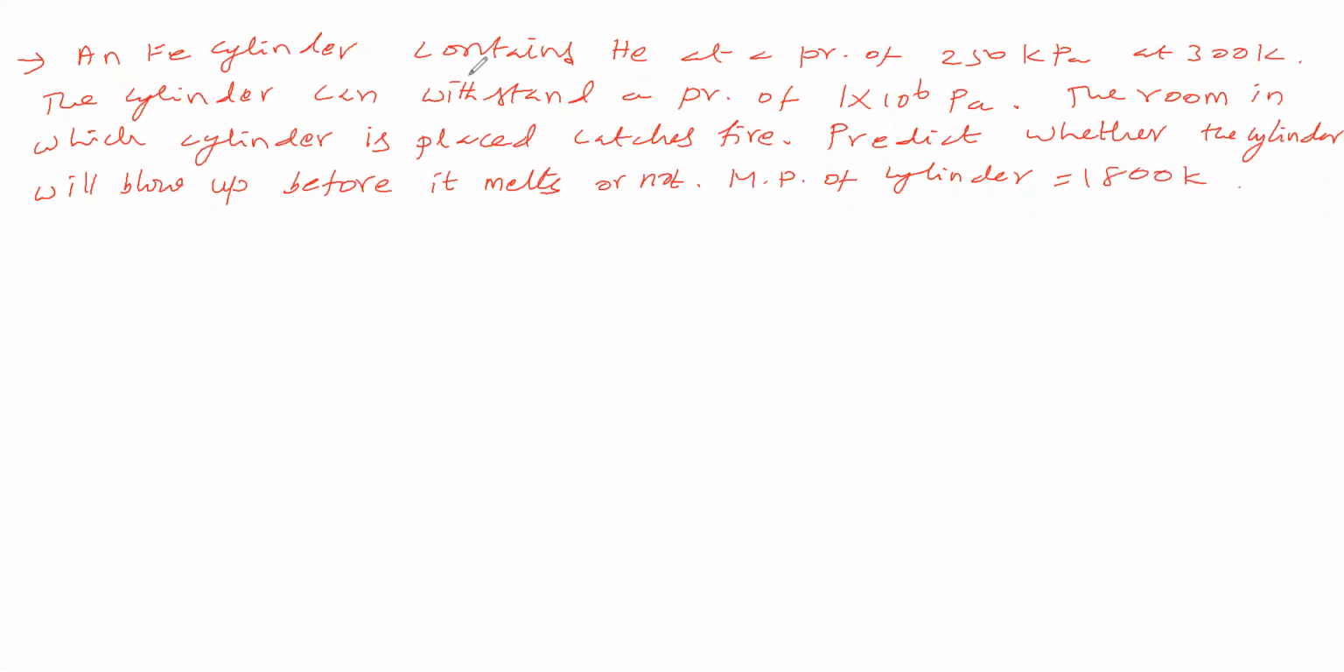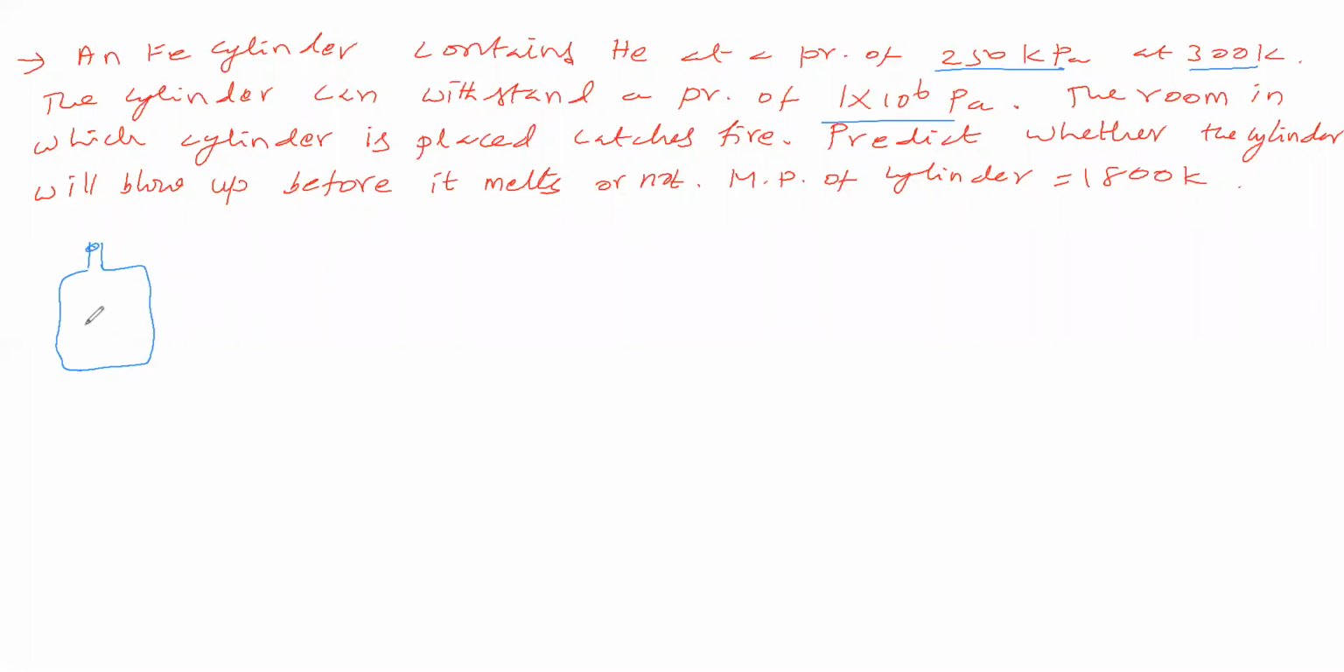Here in the question, an iron cylinder contains helium at a pressure of 250 kilopascal. Pressure and temperature of the helium gas are given. The cylinder can withstand this much pressure. If the pressure becomes greater than this, then the cylinder can break. The room in which the cylinder is placed catches fire. Predict whether the cylinder will blow up before it melts or not. Melting point of the cylinder is this much. So we'll take the cylinder.